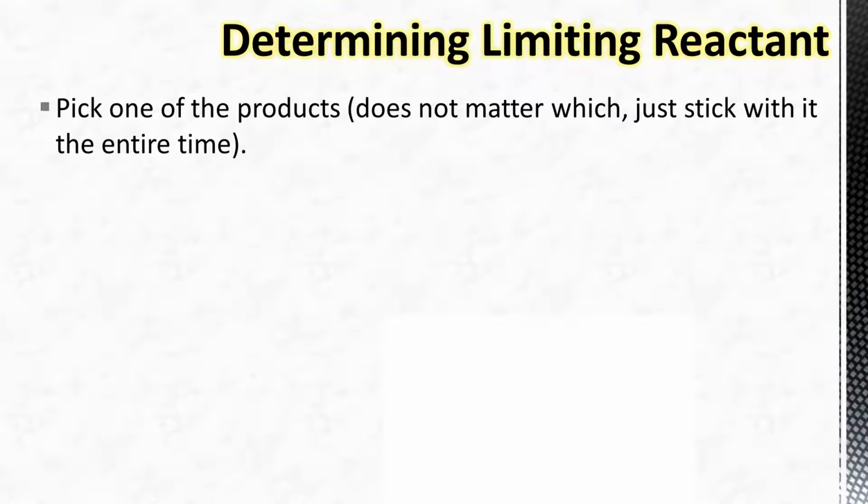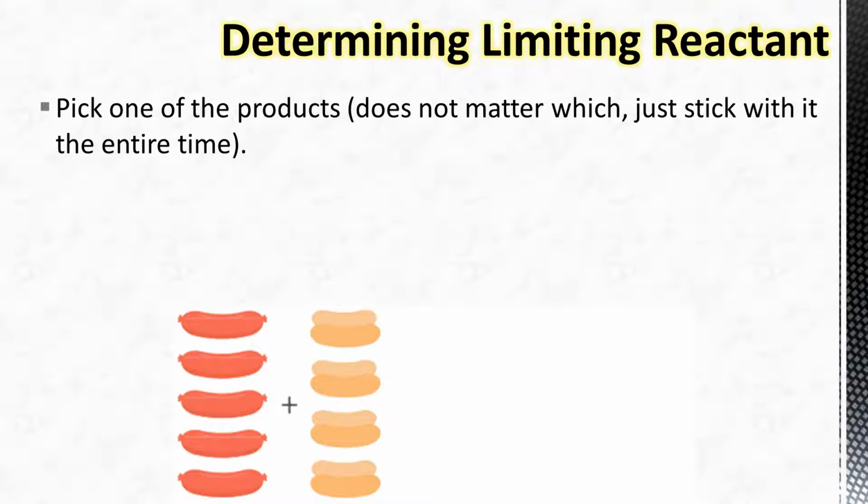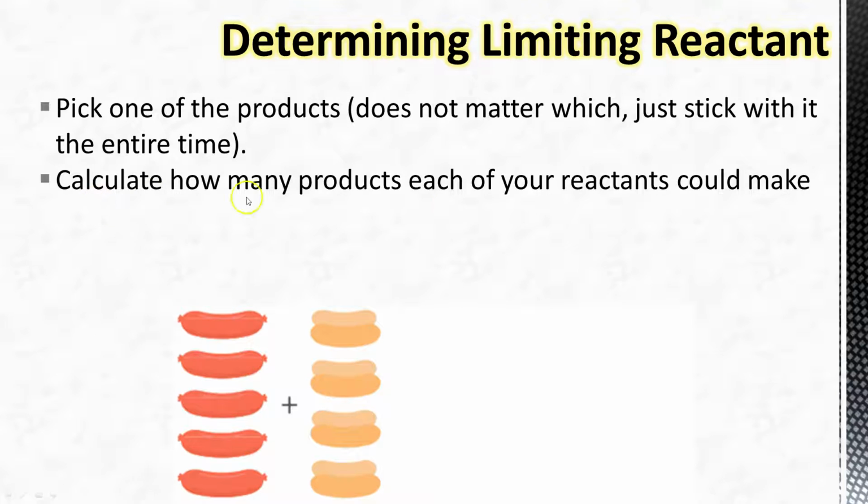The way to figure out what is the limiting reactant is to just pick a product. It doesn't really matter which, just stick with it. So just stick with one product here. In this case right here, I am making a hot dog. So obviously I have the hot dog itself and the hot dog bun. Let's calculate how many products each of my reactants could make.